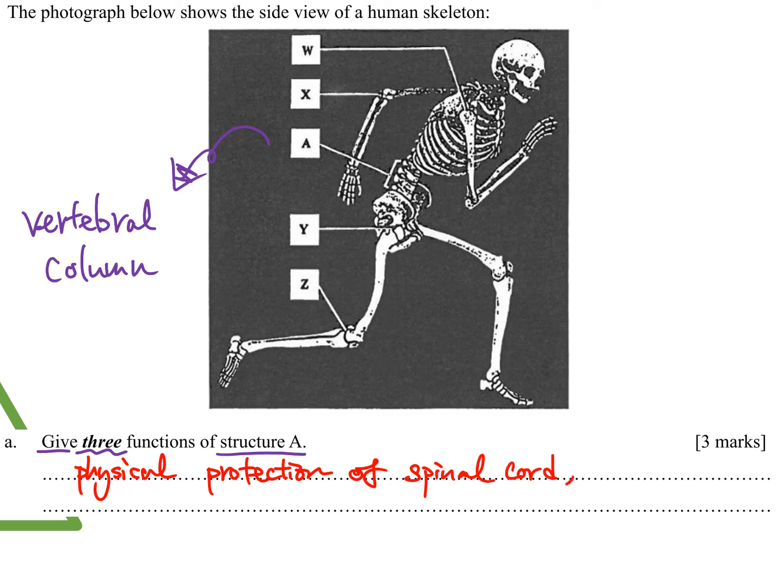Besides the physical protection of the spinal cord, what else? Your vertebral column helps to act like a backbone for support as well. Other functions are such as it allows many muscle attachments on it as well. It increases the surface area for muscle attachment. Can you give me one more function of this vertebral column? That is for production of blood cells.